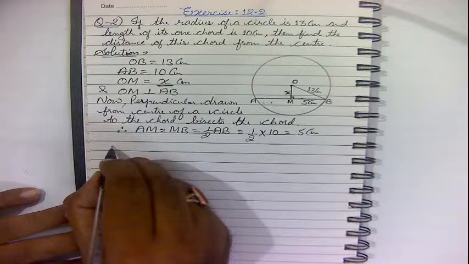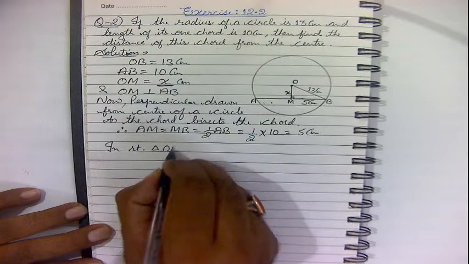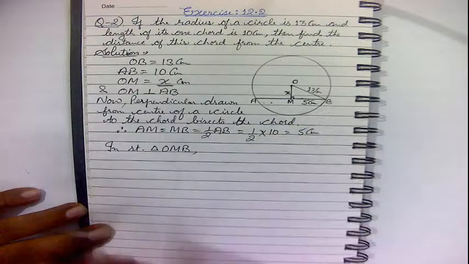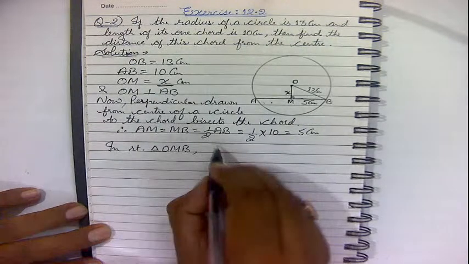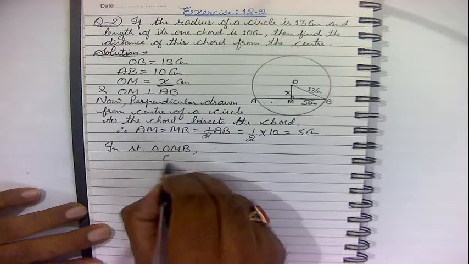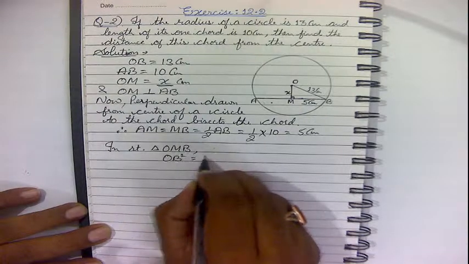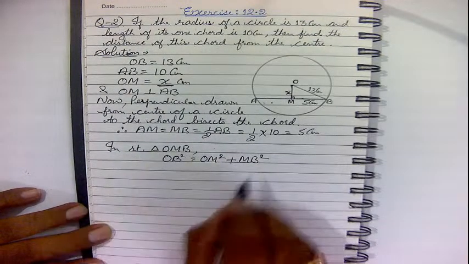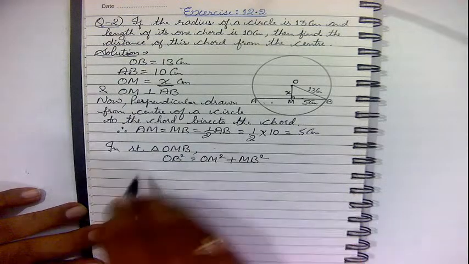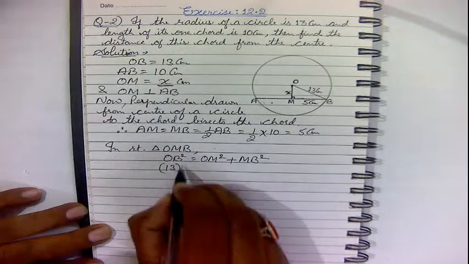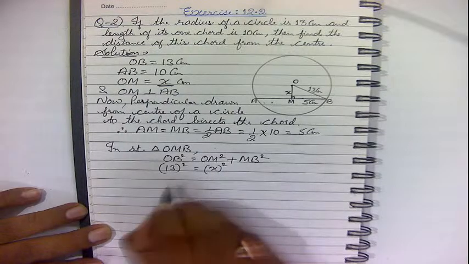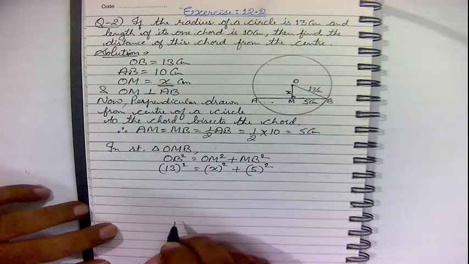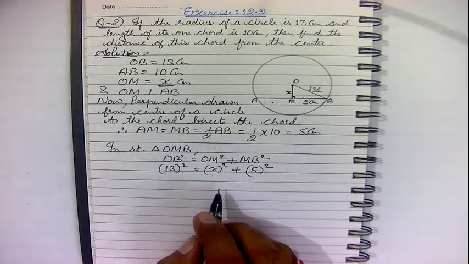Now in right triangle OMB, now this is a right angle triangle. In this right angle triangle, now what we do, we have the Pythagoras theorem, which is OB squared equals to OM squared plus MB squared. So using this now, you find out the unknown value. OB squared is 13 squared equals to OM, we have to find out x squared plus MB squared is 5 squared. So you can easily calculate the remaining part now.